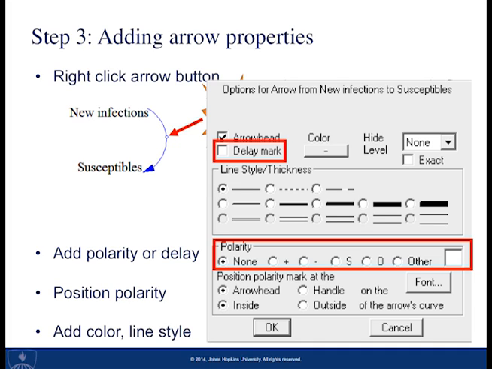You can also add a delay mark if you at some point anticipate that there is a delay, similar to what Agnes showed in her case study. And for design purposes, you can also position the arrow, whether it's at the arrowhead or at the handle, inside or outside the arrow. So that's the other option that you have. And of course, you can look at color and lines.